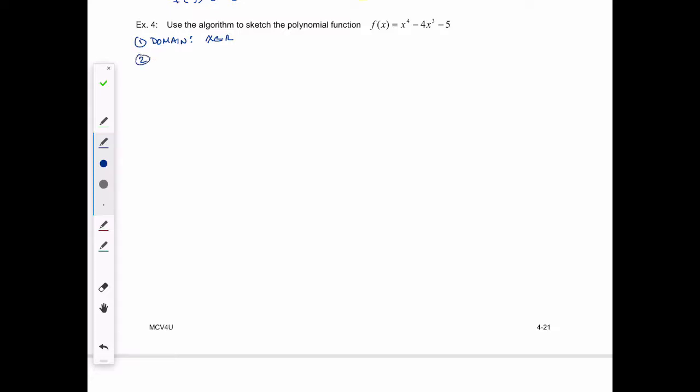My second thing that I have to calculate is my intercepts. So for my y-intercept, I'm going to let x equal 0. When I let x equal 0, we're going to get 0 and -5. And for my x-intercept, at y equals 0, we want to solve for it. That's going to be kind of hard, right? So we have to use test values.